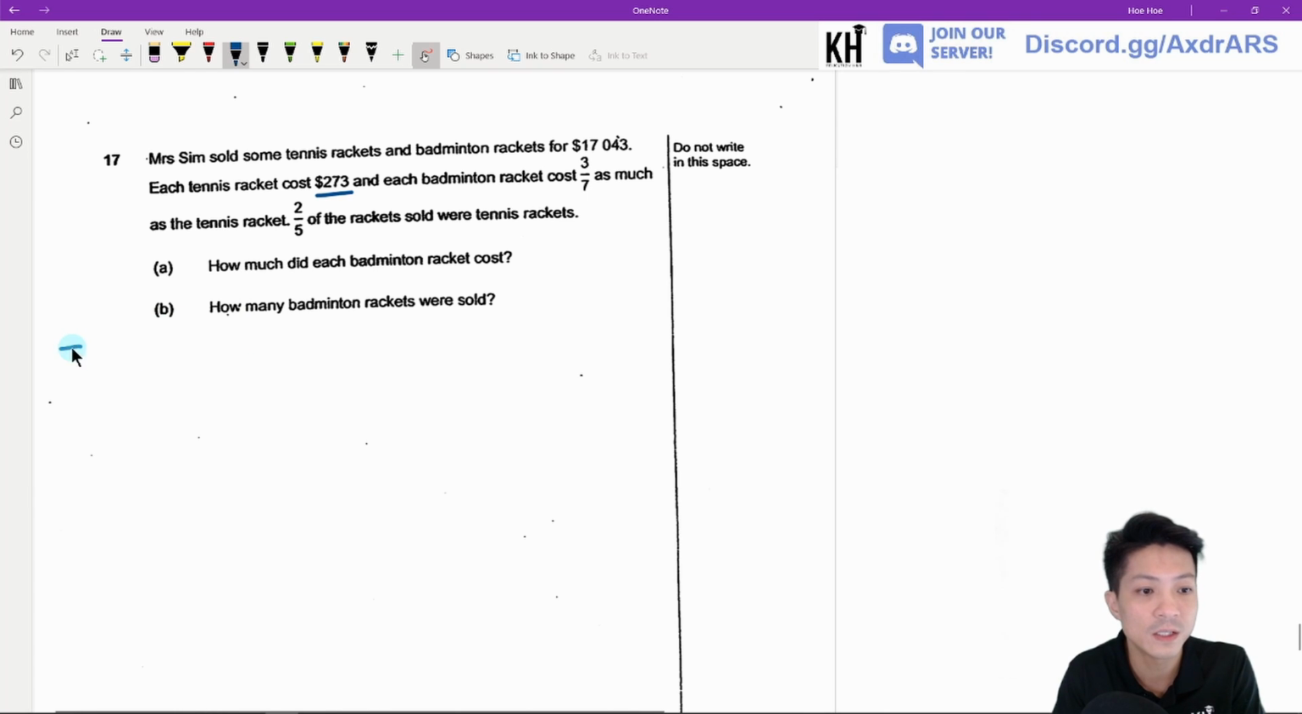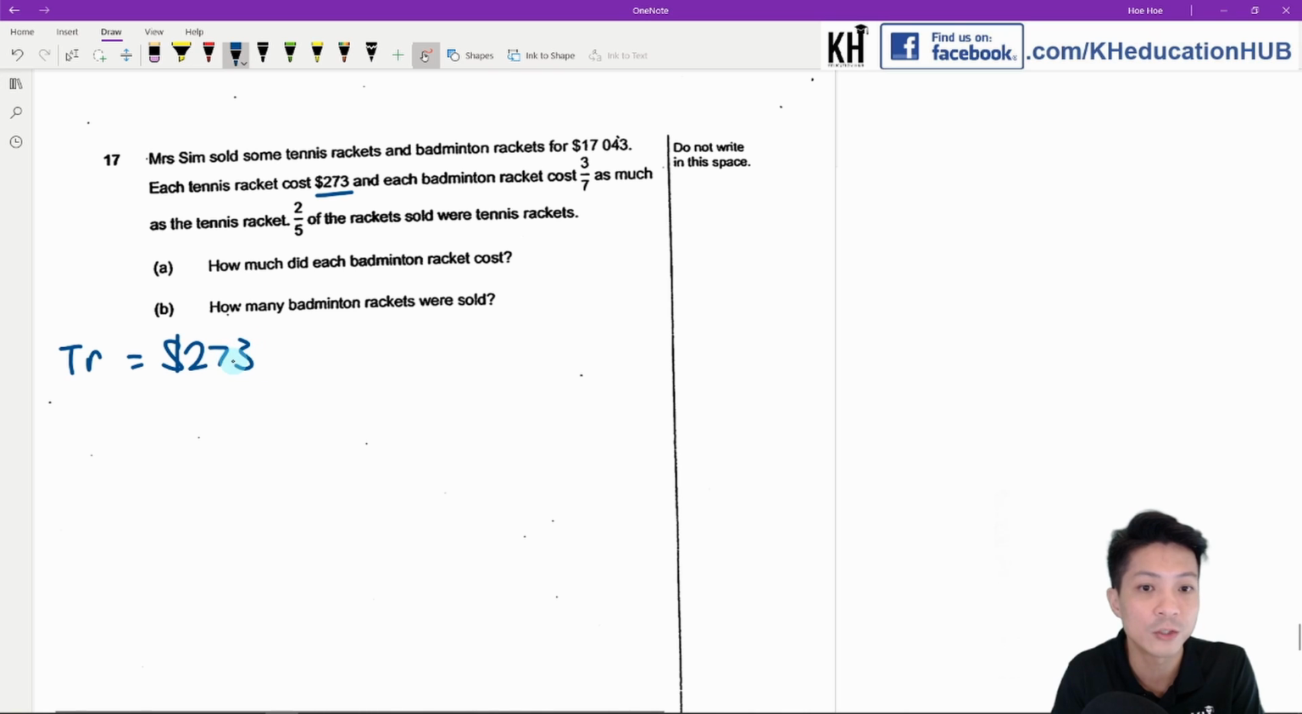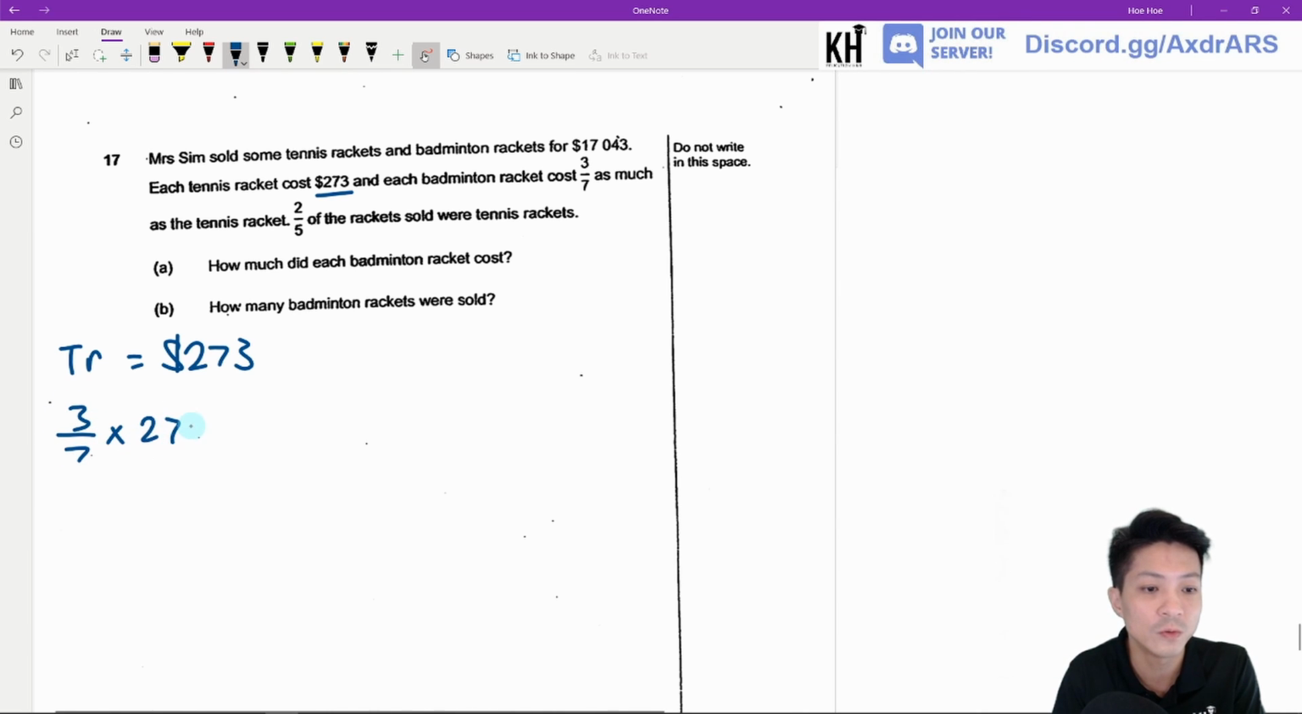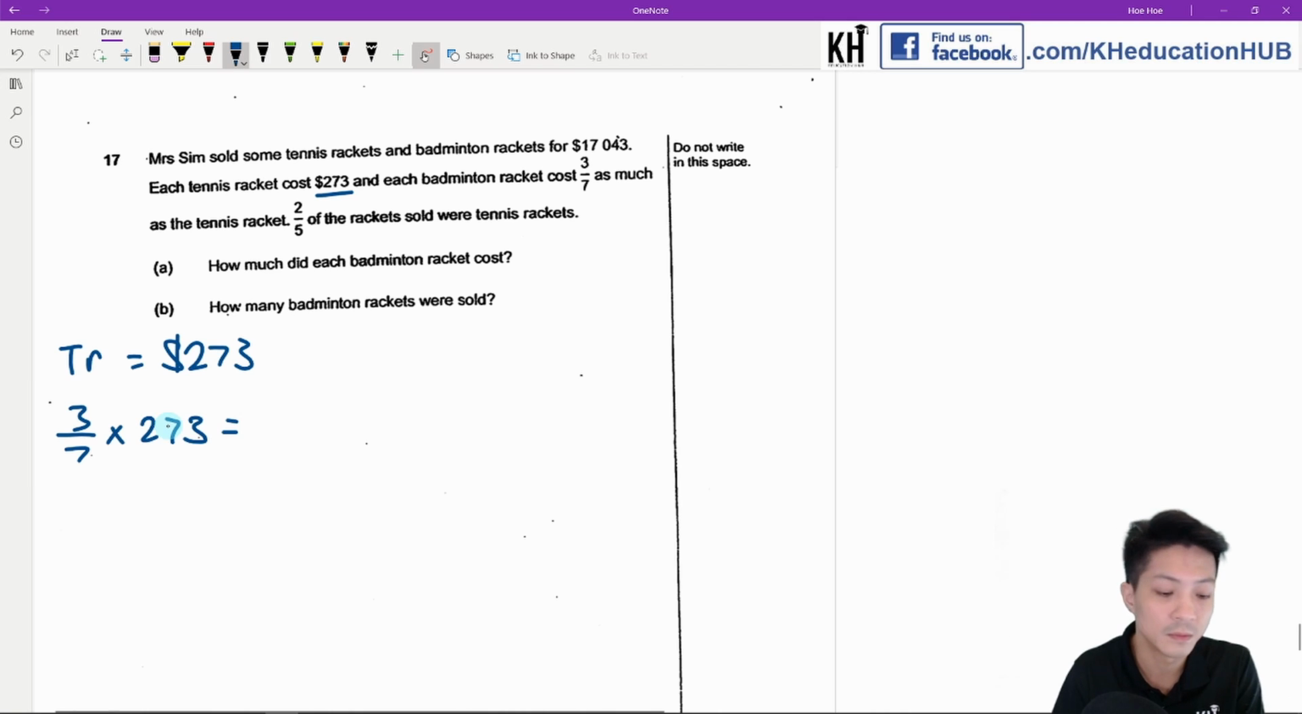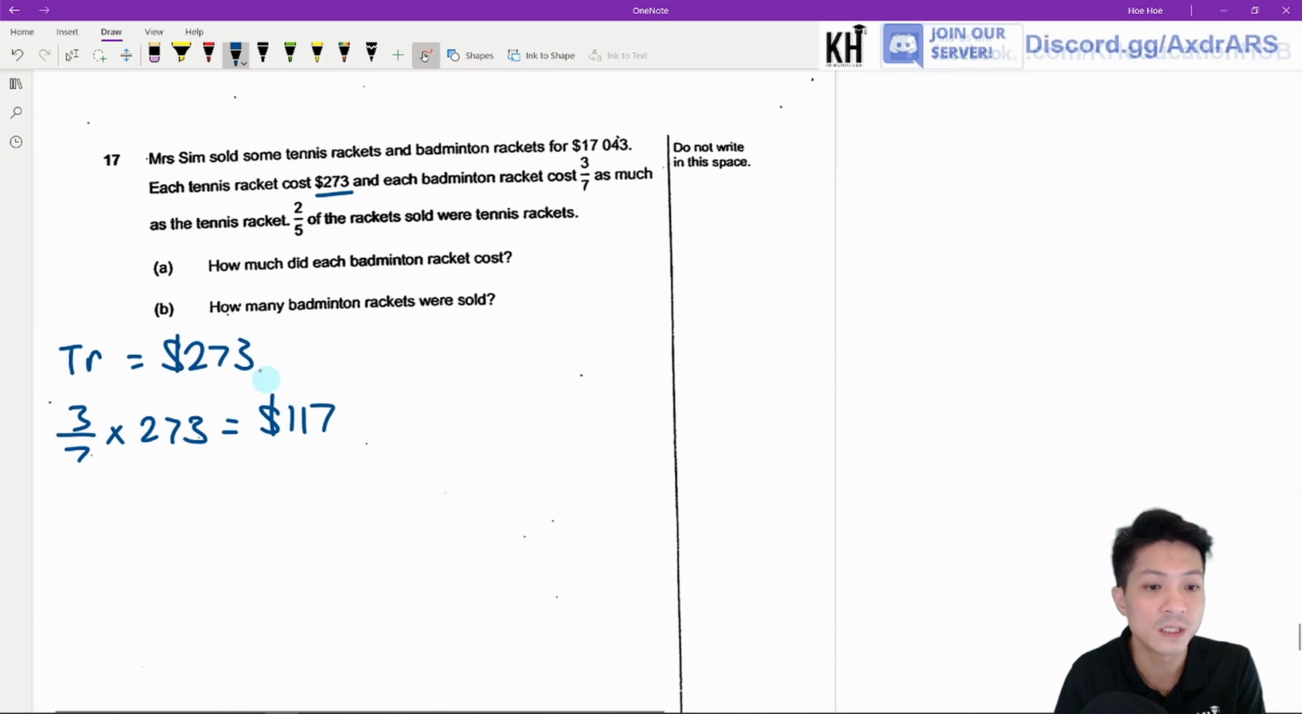Okay, if the tennis racket is $273 and the badminton racket costs 3/7 as much, that means I need to find what is 3/7 of $273. Okay, that would be $117. This is the answer for part A.